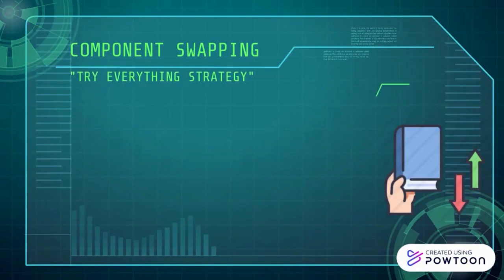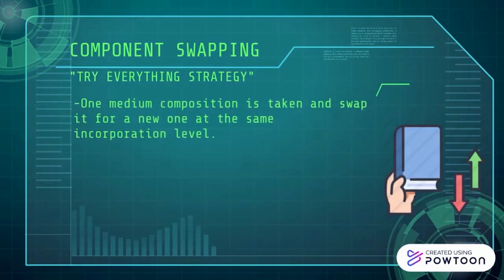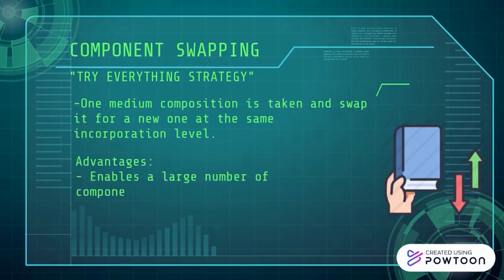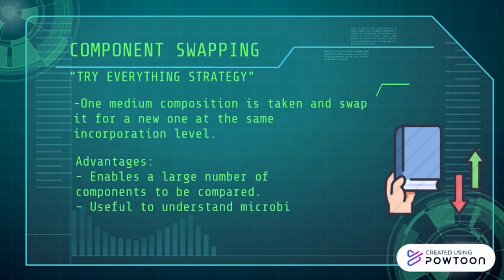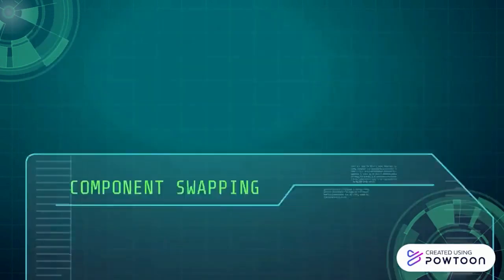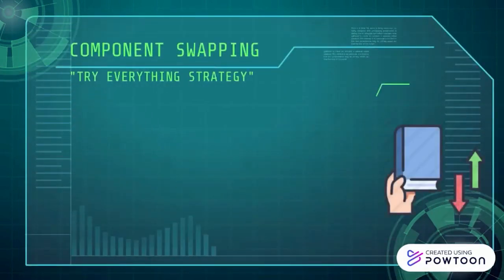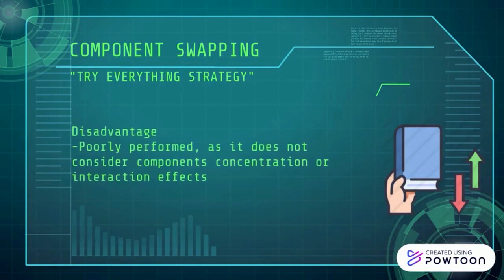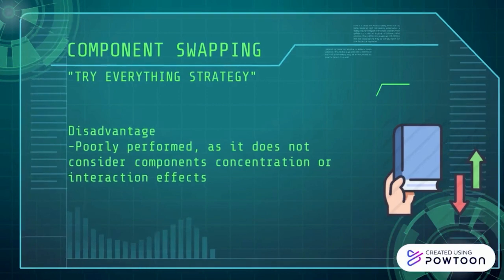Component swapping, which is the try-everything strategy. One medium composition is taken and swapped for a new one at the same incorporation level. Advantages: enables a large number of components to be compared, useful to understand microbial regulation, best screening tool. The disadvantage of component swapping is it performs poorly as it does not consider component concentration or interaction effects.